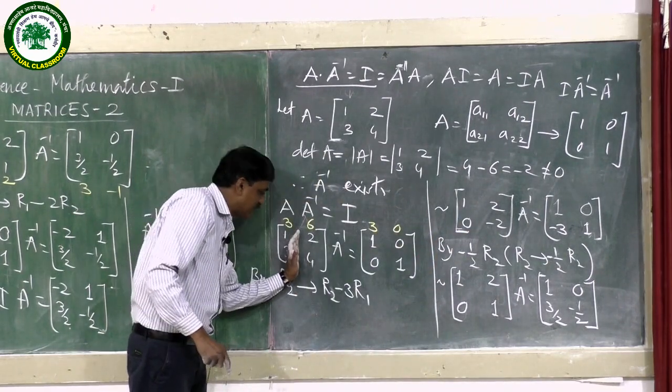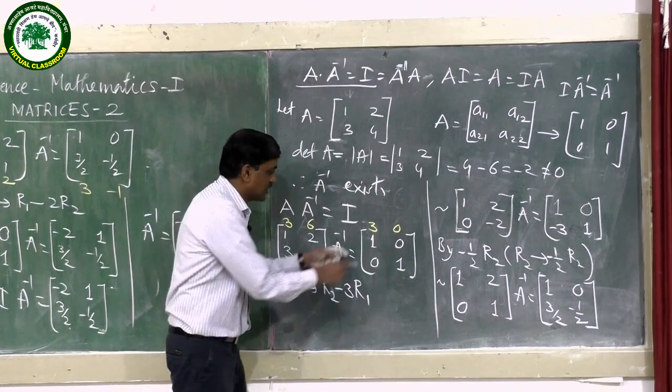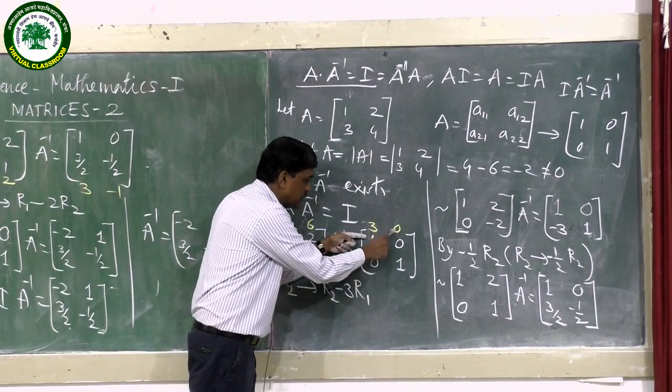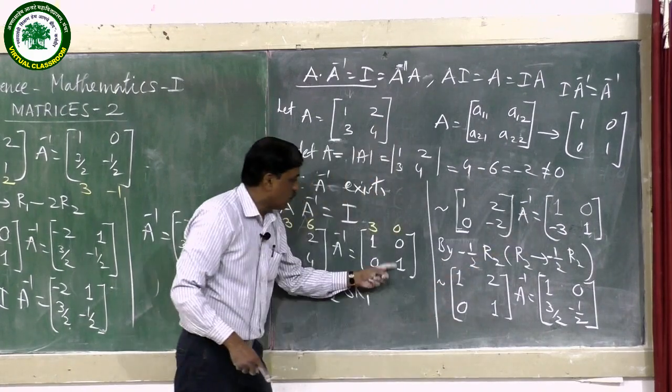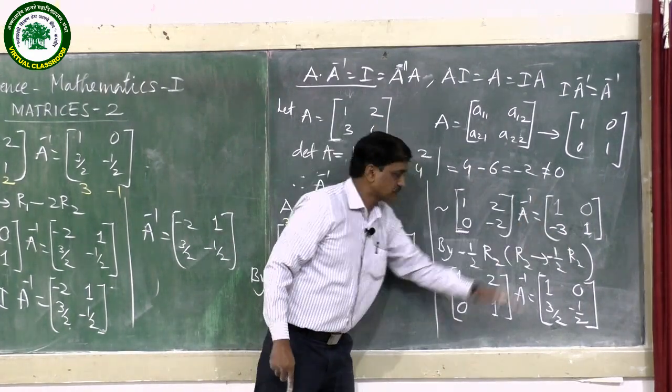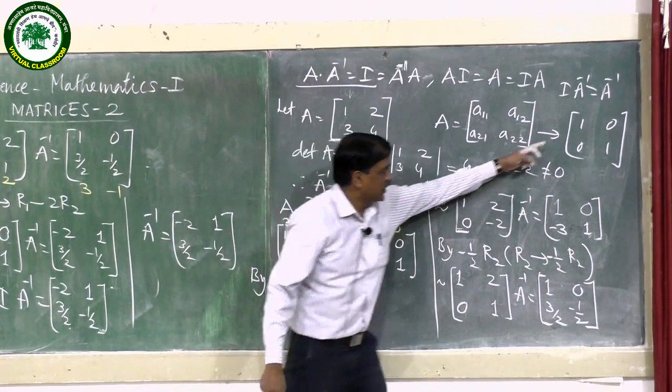Perform the same operation on this matrix. 3 into 1 is 3, 3 into 0 it is 0. So 0 minus 3 it is minus 3. 1 minus 0 it is 1. Now 1 0, we get 1 0.